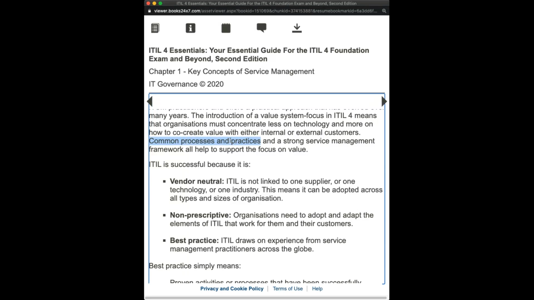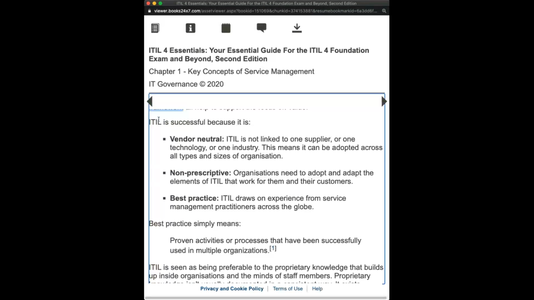Okay, so common processes and practices and a strong service management framework to help you support the focus on value, right? ITIL is successful because it is vendor neutral, right? Again, when we say vendor neutral, it means, I'll give you an example. Let's say it's not Microsoft who developed it, and now it will be a bit biased toward Microsoft. Maybe also a bit biased to saying that use the services of Microsoft to have a good IT service, right? So it tends to be vendor neutral, right?